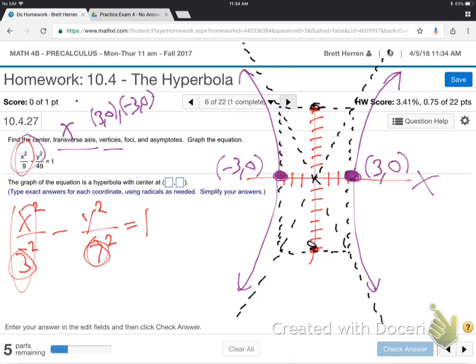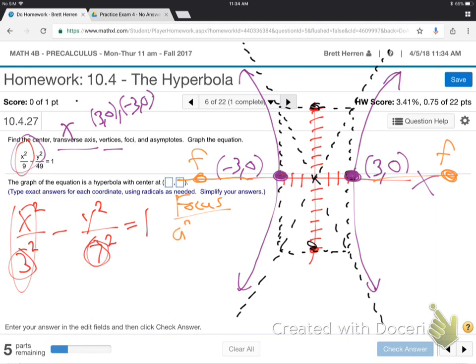What are the foci points? Foci are further out, here and here. They're inside the branches, aren't they? Focus points are always inside. So how do we find them? We've got to use the focus equation.